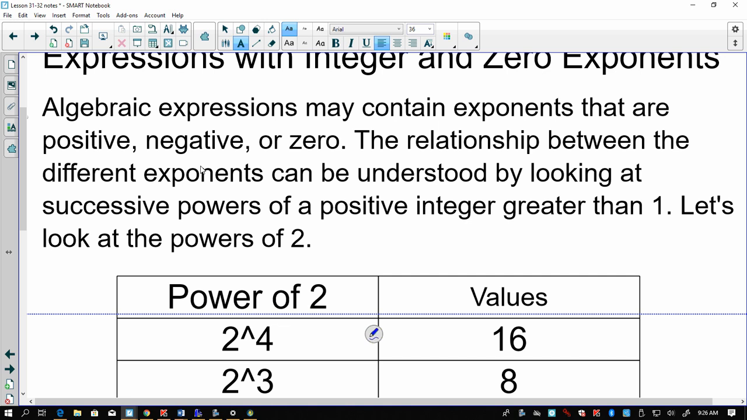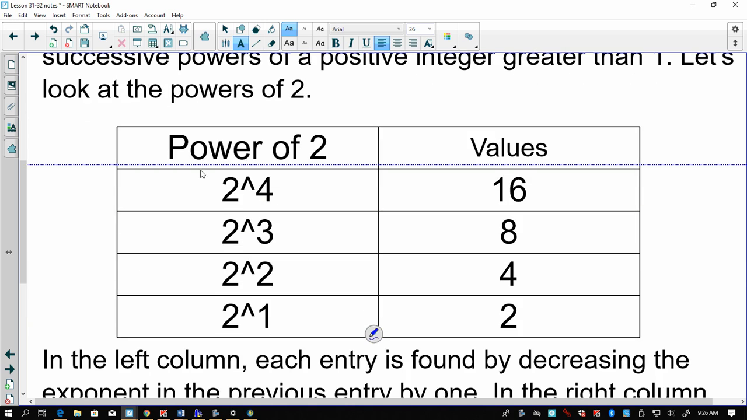So algebraic expressions may contain exponents that are positive, negative, or zero. The relationship between the different exponents can be understood by looking at successive powers of a positive integer greater than 1. So if we look at things like taking numbers to an exponent, we see 2 to the 4th is 16, 2 to the 3rd is 8, 2 squared is 4, 2 to the 1st is 2. All of that makes sense, right?